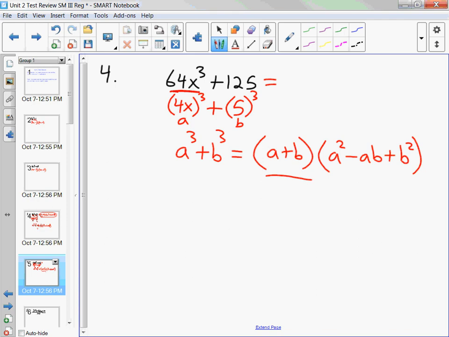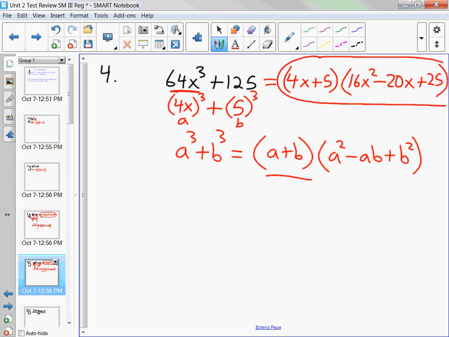I have a plus b, so that's going to be 4x plus 5 inside parentheses. Multiplied by the quantity a squared, which would be 4x times 4x, which is 16x squared, minus 4x times 5, a times b, which is 20x, plus b squared. 5 times 5 is 25. And so that right there is my answer.